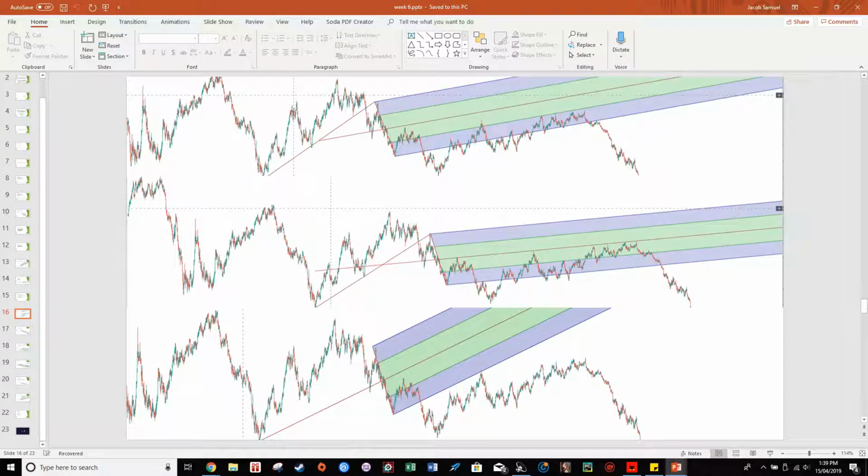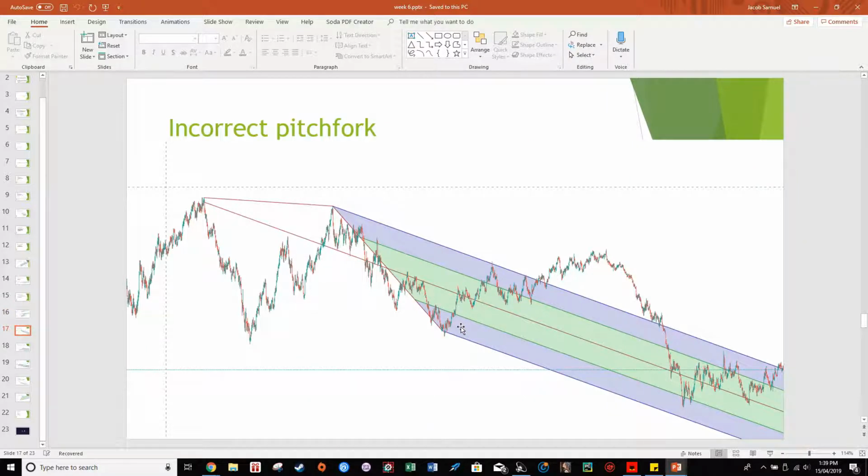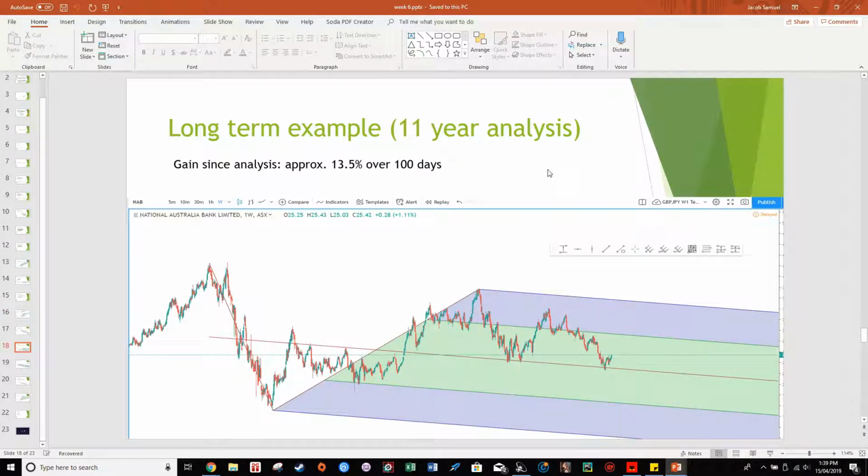Okay. Now this is the long-term example that I wanted to show. Over 11 years, it was 13.5% over 100 days. So you should be able to tell which Pitchfork that is. Does anyone have an idea? Unmodified Schiff. Thank you very much. Did you just guess that? Oh, it is. Very good.